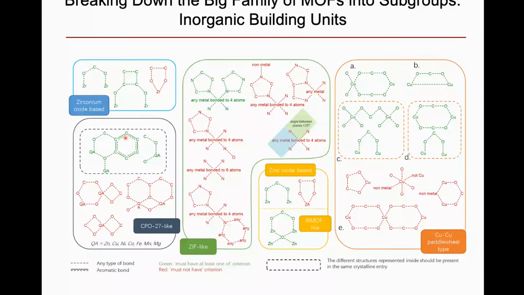So you have the zirconium oxide nodes, which are a stable class of MOFs. You have the copper-copper paddlewheel and CPO-27-like materials, which contain unsaturated metal sites that are interesting for gas separation and catalytic studies. You have the ZIF-like materials and structures containing zinc oxide metal nodes.